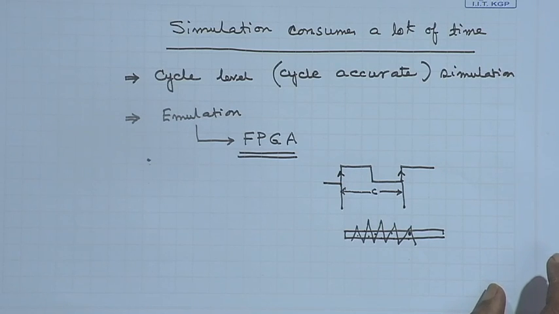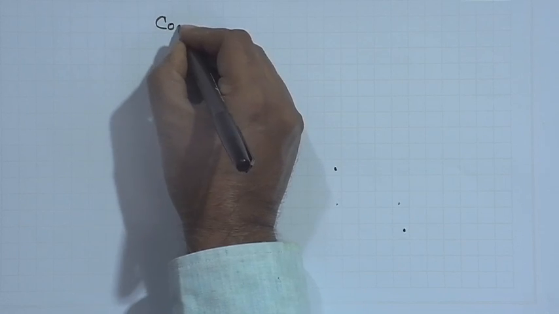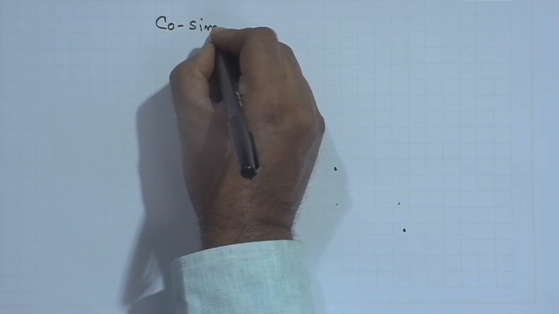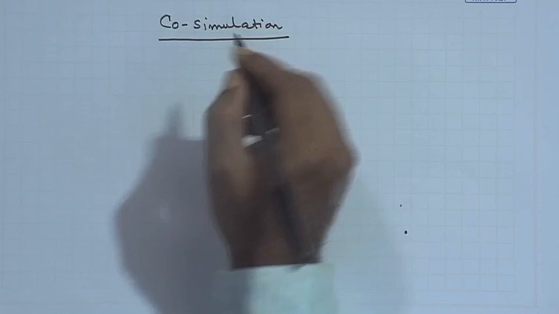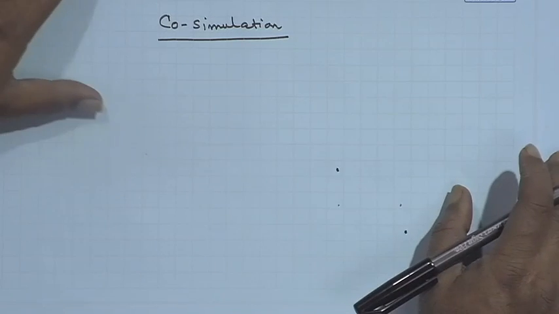Next, we will briefly talk about, since we are working on embedded systems, and an embedded system is not hardware alone, hardware software co-simulation. What is co-simulation? Is it clear? Let me write it.